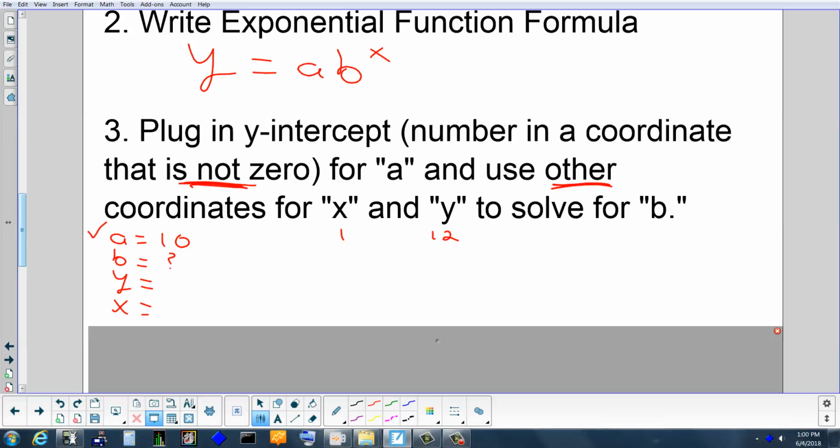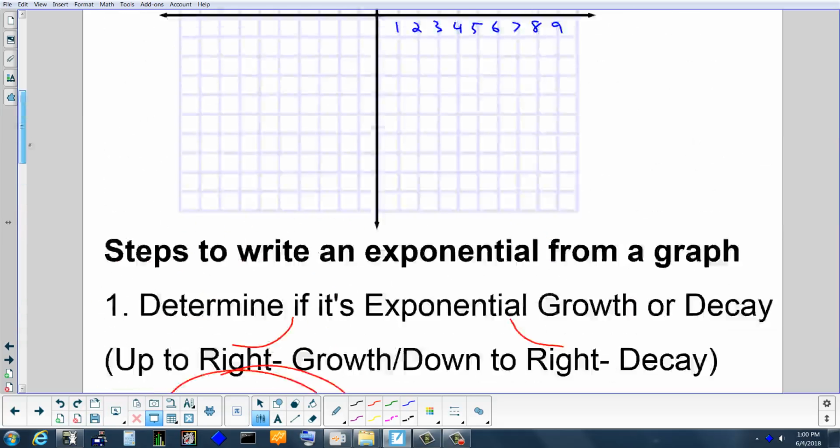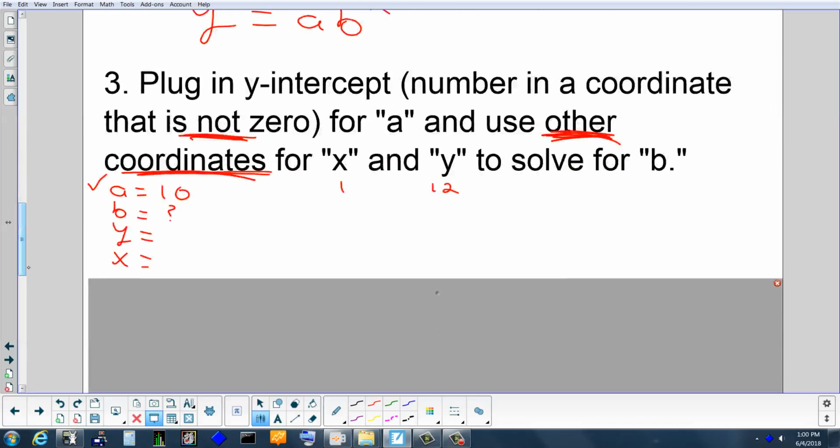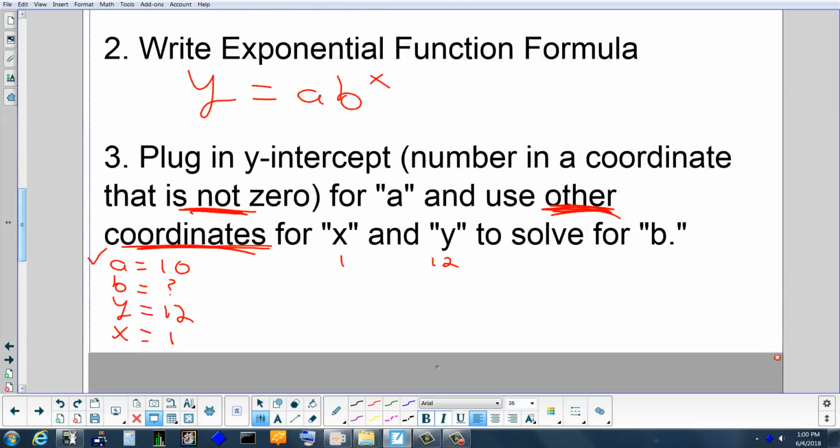Y and X. Where do we get Y and X from? Right here. The other coordinate. Look at the other coordinate. 1, 12. Right? 1, 12. 1 is the X. 12 is the Y. So now, out of the 4 letters in that equation, what's the only one that I'm missing? B. If I'm only missing 1 letter, I can solve for it. So let's fill everything in and see what we got.